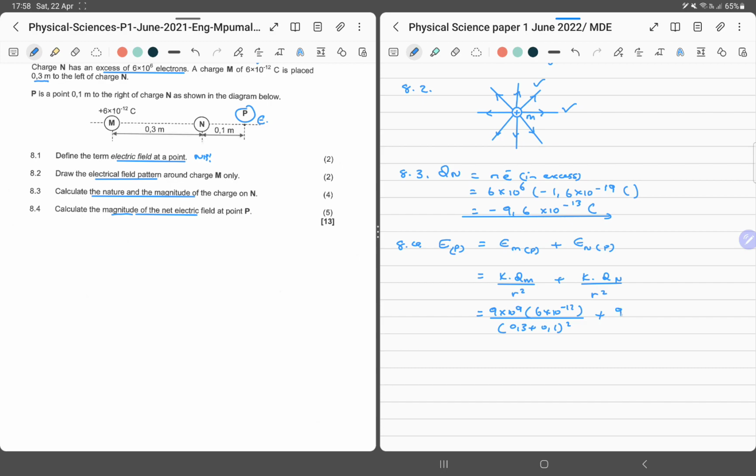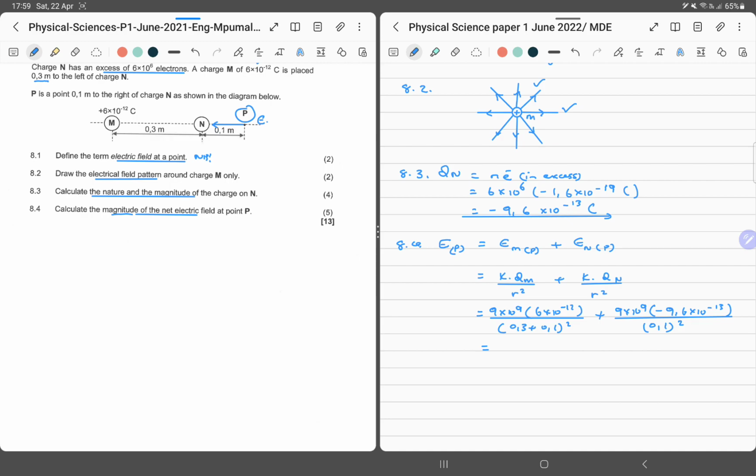Plus, this one is going to be 9 times 10 to the 9 into, I always like to use the sign as it came out here, minus 9,6 times 10 to the minus 13. That helps me to get the direction right instead of struggling. So this is going to be 0,1 squared. Obviously, this answer is going to be negative, to suggest that the net field here is towards the charge N, because it is closer and it has a greater magnitude for getting the sign.